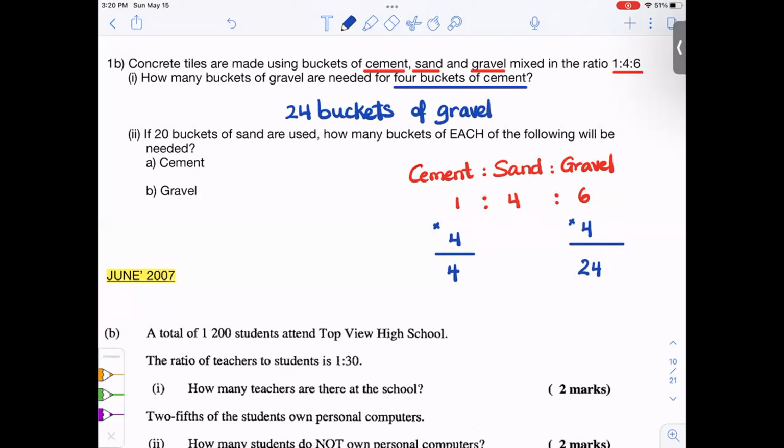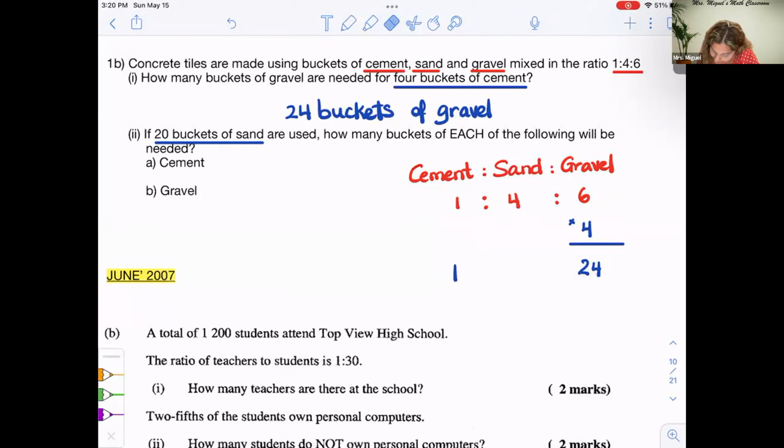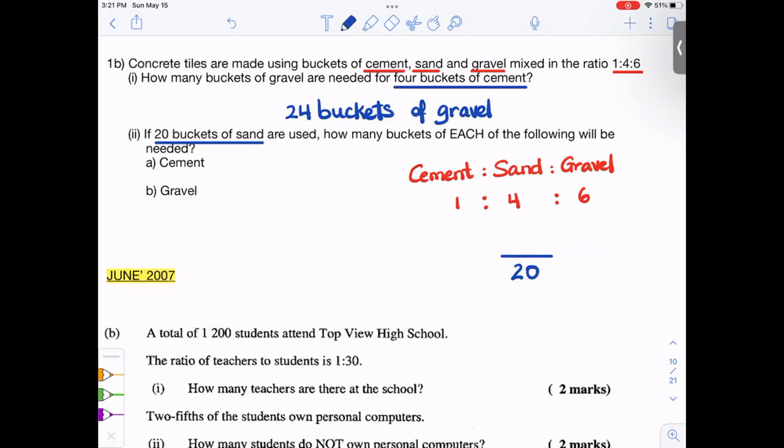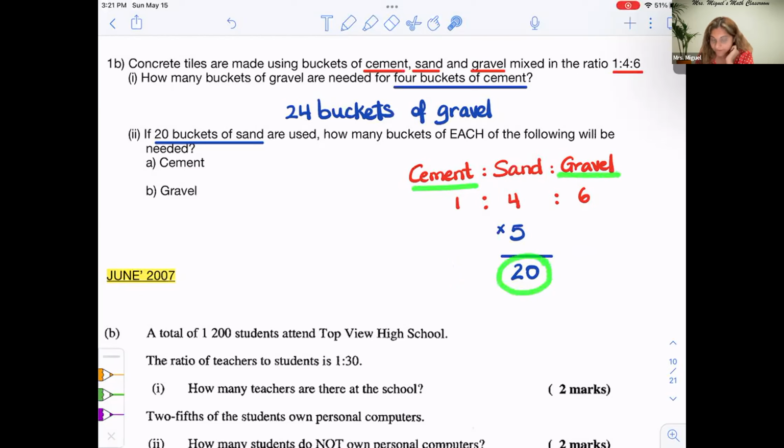Yeah, Miss. So we go in again. If 20 buckets of sand, so now I'm going to erase this. This is 20. How much do I multiply 4 by to get 20? 5, Miss. Right. So can you work out the number of cement I will need and the number of gravel for 20 buckets of sand? Yes, Miss. All right, go ahead.